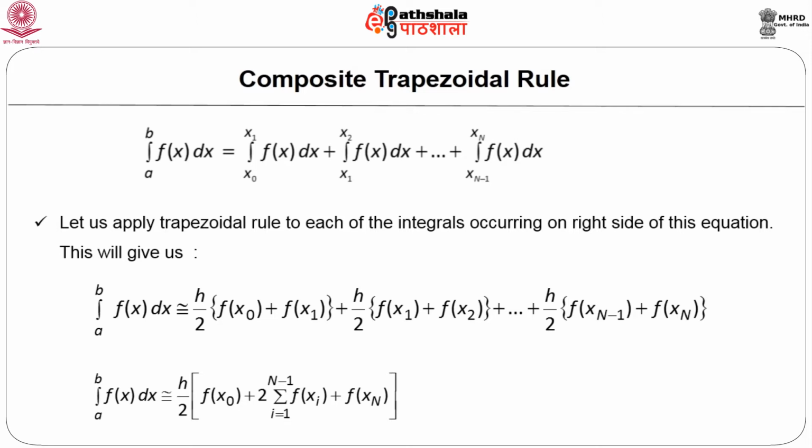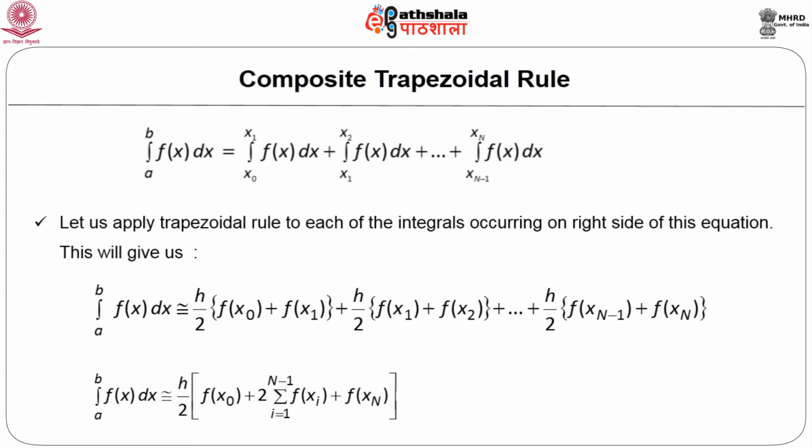And now to each of these integrals we apply the trapezoidal rule to get the value. So our formula becomes: the integral from a to b of f(x) dx is equal to, for the first, x0 to x1 of f(x) dx is h by 2 inside the bracket f(x0) plus f(x1). Second, x1 to x2 of f(x) dx is h by 2 f(x1) plus f(x2). The third is h by 2 f(x2) plus f(x3), and so on, the last being h by 2 f(x(n-1)) plus f(xn). So let us combine the sum.